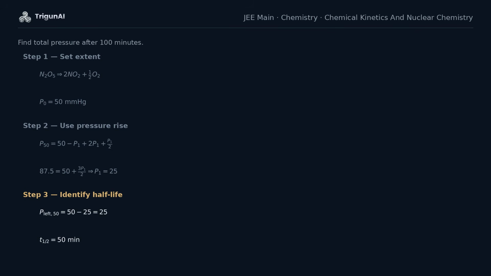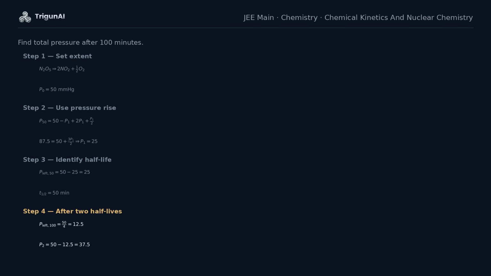After 50 minutes, only 25 out of the initial 50 pressure units of reactant remain. So 50 minutes is exactly one half-life. 100 minutes means 2 half-lives. Therefore, the reactant left is 1/4 of the initial amount, which is 12.5. So the decomposed pressure is 37.5.